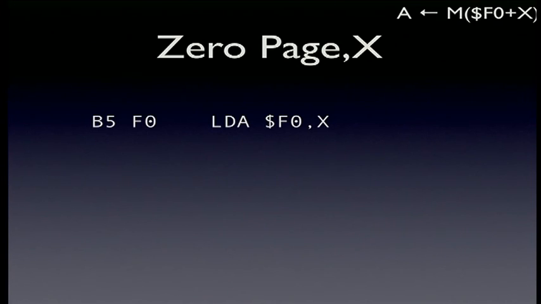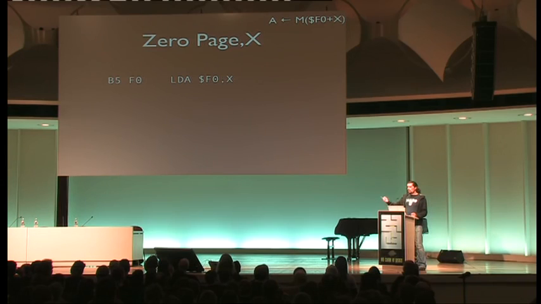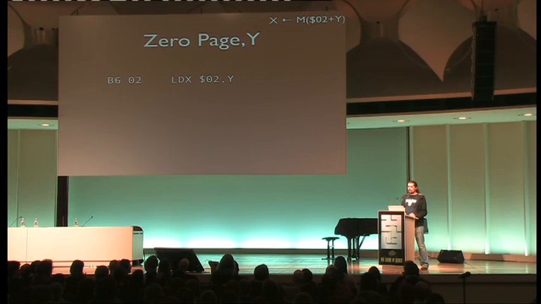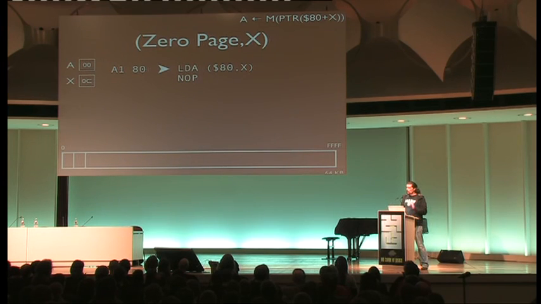The same exists with zero page, but the interesting thing is that there's a wraparound inside zero page. So if x in this case is 16 or above, it would wrap around to 0 again, so you cannot exit zero page with this indexing. Same with zero page comma x, comma y.